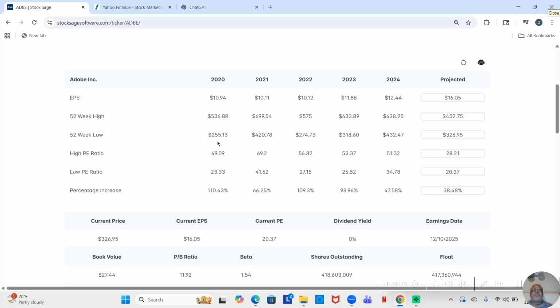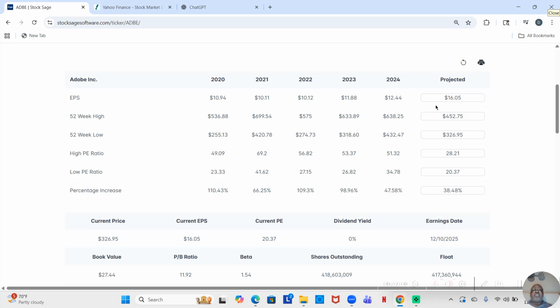Now, we also see in the app what the low prices were for each year and what the high prices were for each year. And if we look at the bottom, we'll see what percentage increase that was. It increased by 110% in 2020, 66% in 2021, 109% in 2022, 98% in 2023, and 47% in 2024.